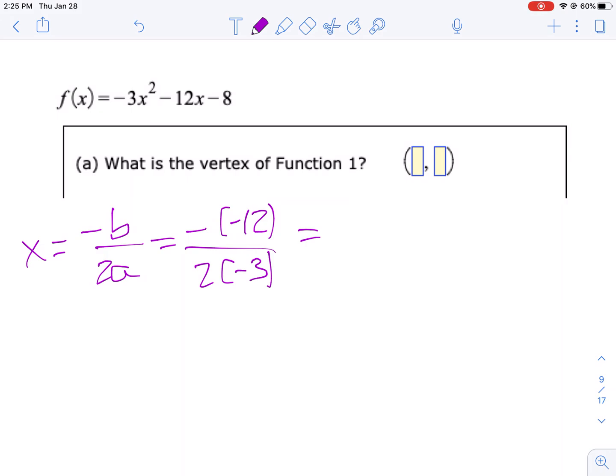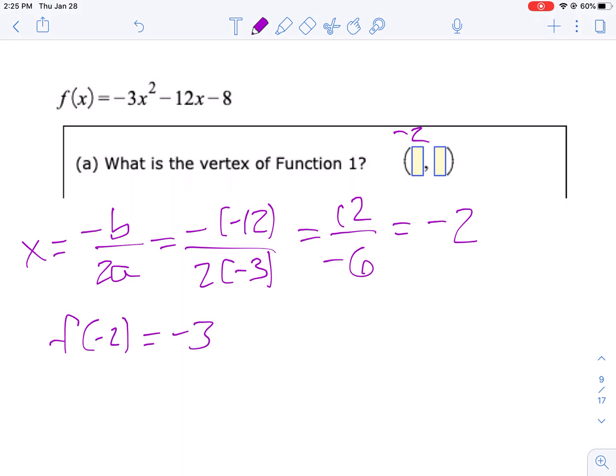Well, the opposite of negative 12 is positive 12. 2 times negative 3 is negative 6. 12 divided by negative 6 is negative 2. So the x-coordinate of your vertex is negative 2. Then, to find the y-coordinate, we're going to find f of negative 2. Replace x with negative 2. So you have negative 3 times negative 2 squared minus 12 times negative 2 minus 8.